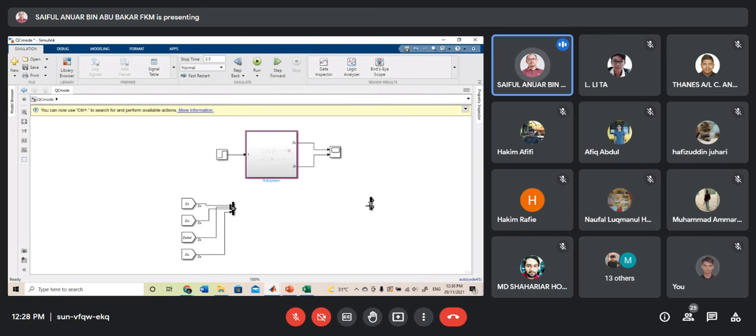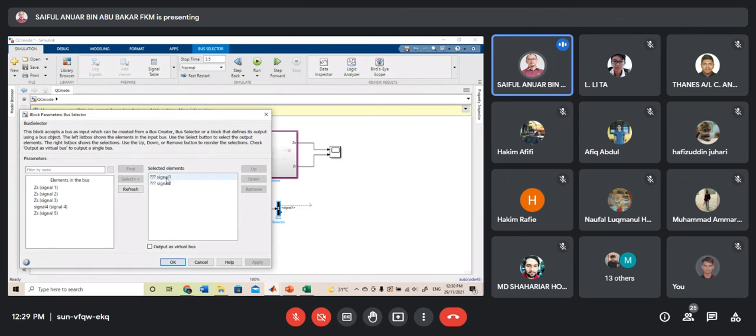Okay, now this signal we're going to connect must have a bus selector, because the function of the bus selector is to select any desired input or signal that we want to observe or see. For example, now we have 4 signals entering the bus selector, but we say we only want to see displacement. So we just pull out the displacement. So kita tengok this one.